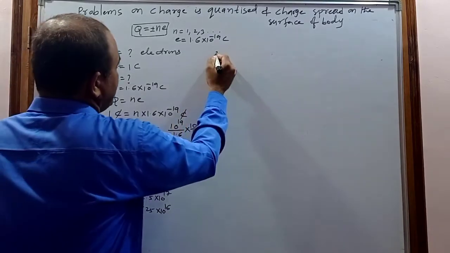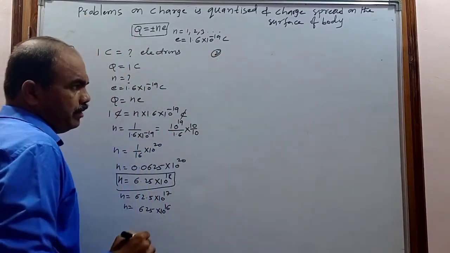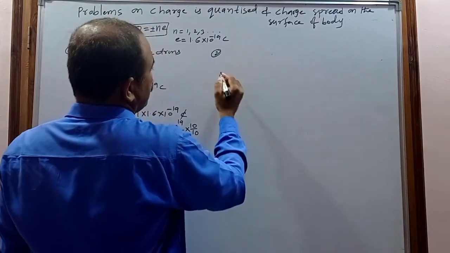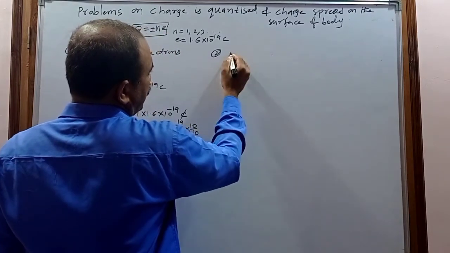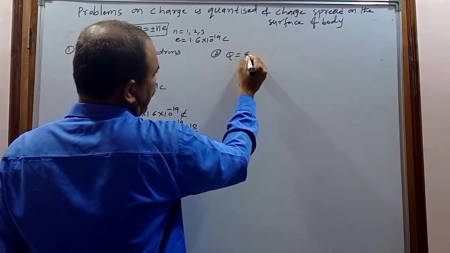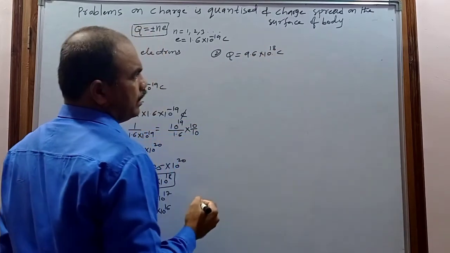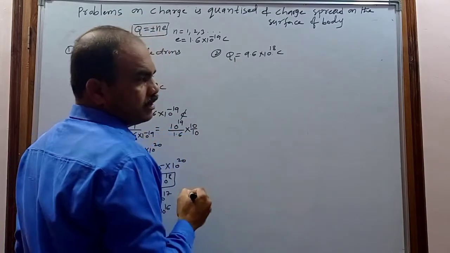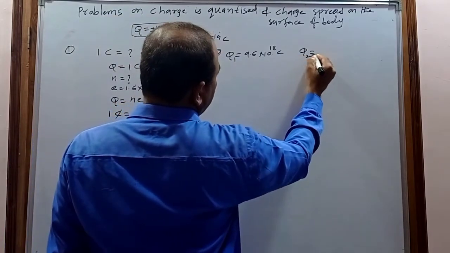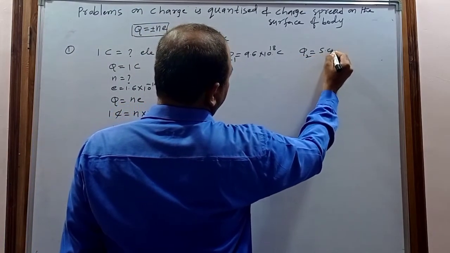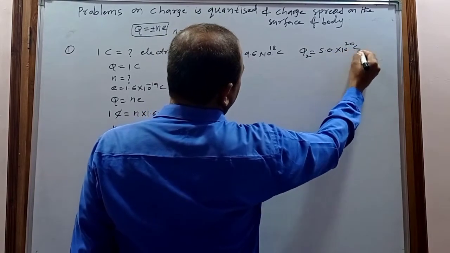And next, for example, a problem is given like this. The charge on the body will be 9.6 into 10 power 18 coulomb, and this is the charge q1, and the next charge q2 is 5.0 into 10 power 20 coulomb.